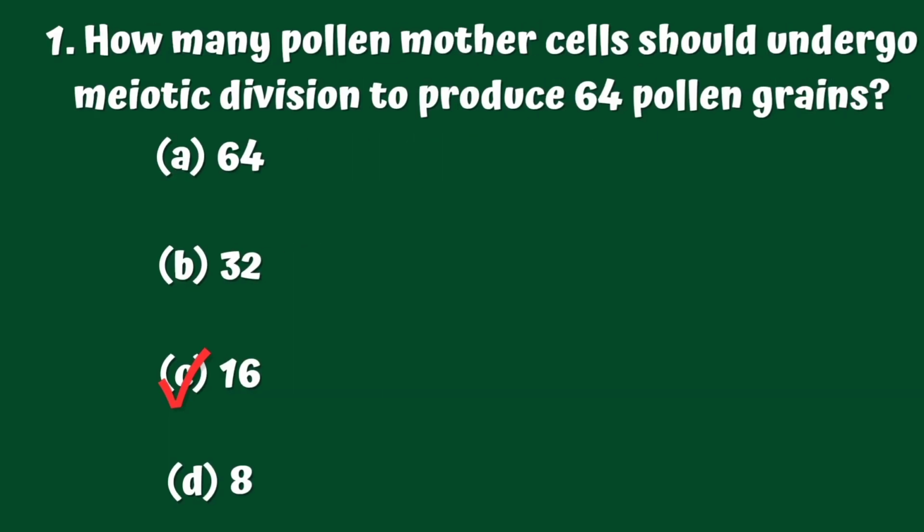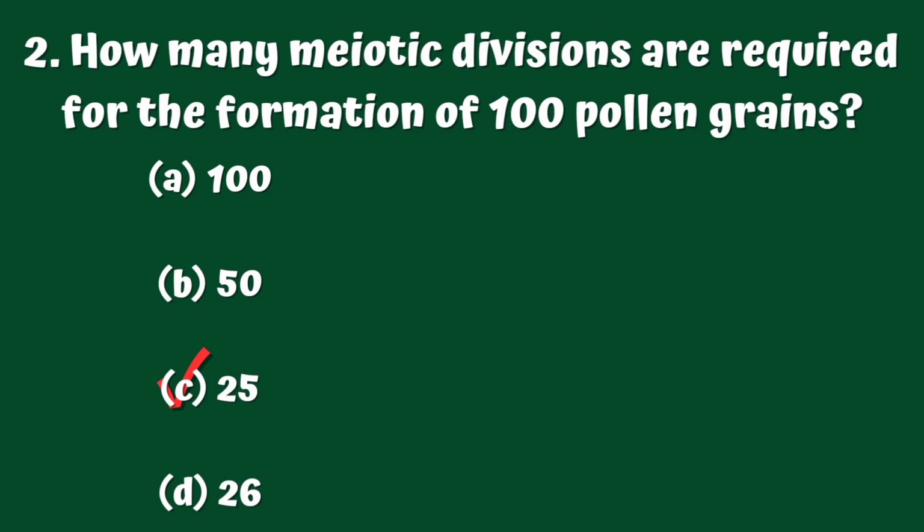How many pollen mother cells should undergo meiotic divisions to produce 64 pollen grains? A. 64, B. 32, C. 16, D. 8. How many meiotic divisions are required for the formation of 100 pollen grains? A. 100, B. 50, C. 25, D. 26.